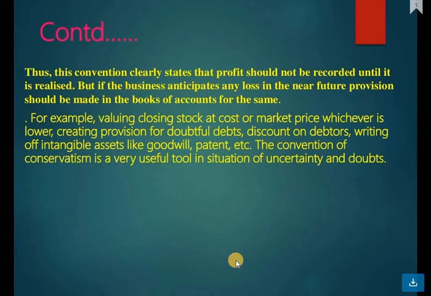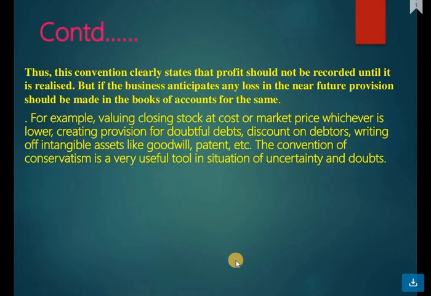Continuing, this convention clearly states that profit should not be recorded until it is realized. So we are expecting a profit, but when we are expecting, we should not show it as a profit. Only when it is realized, we show it as a profit. But if the business anticipates any loss in the near future, provision should be made in the books of accounts for the same. When you are expecting a profit, that should not be shown until it is realized. But if you are facing any future losses, that should be shown in the books of accounts, so that the shareholders will get a clear picture of the business.